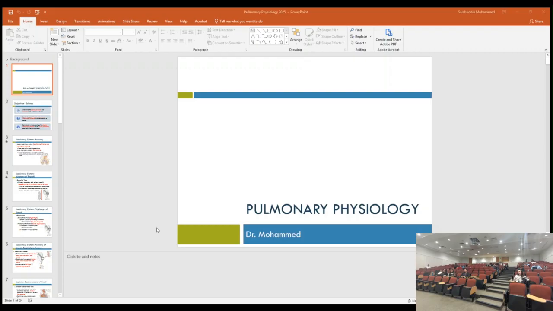Let's do a quick knowledge check. Which of the following events is characteristic of acute asthma? Th2 activation, mast cell degranulation, airway remodeling, or eosinophilia?